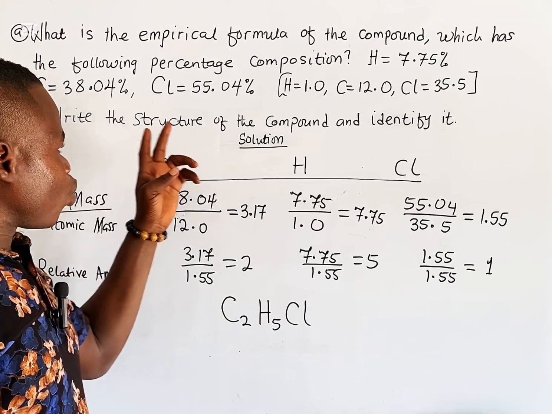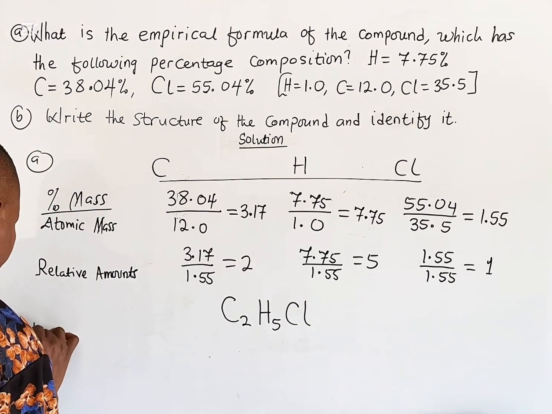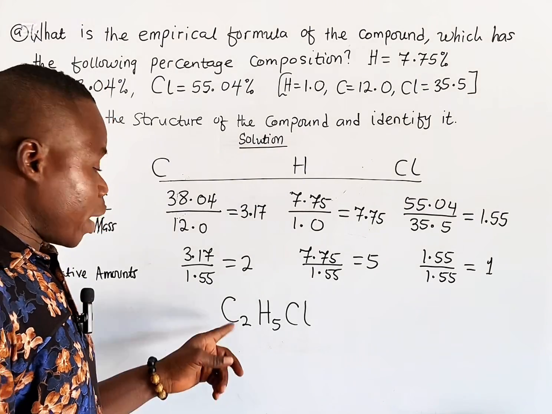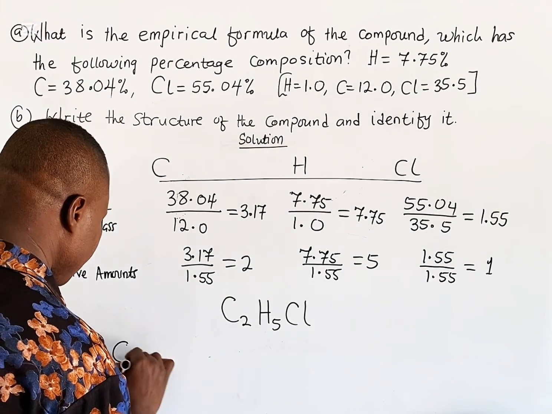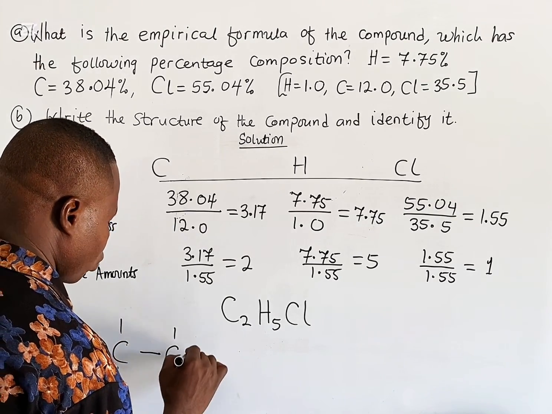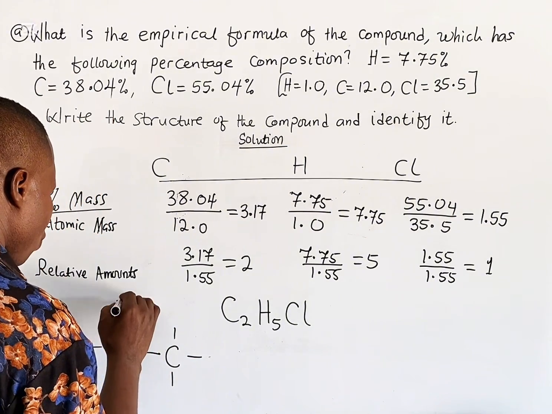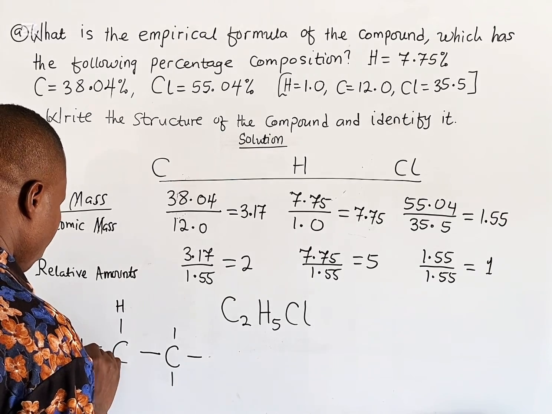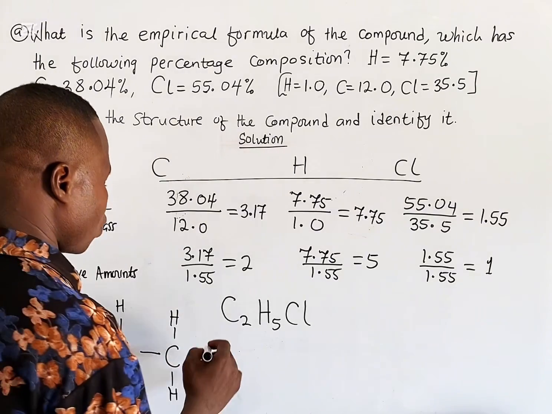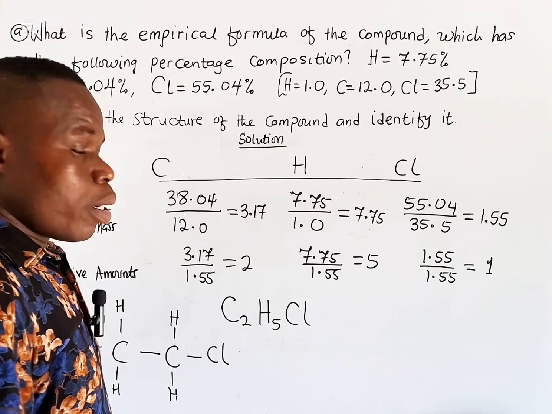Now let's go to B. B, write the structure of the compound and identify it. To write the structure of the compound, I'll start by taking carbon. How many carbons are there? 2. So I'll write C, C, and then bring these bonds. You can see that the hydrogen here, there are how many? 5. So I'll write 1, 2, 3, 4, 5. Then the last one is chlorine. Then I'll write it. And this is the structure of the compound.